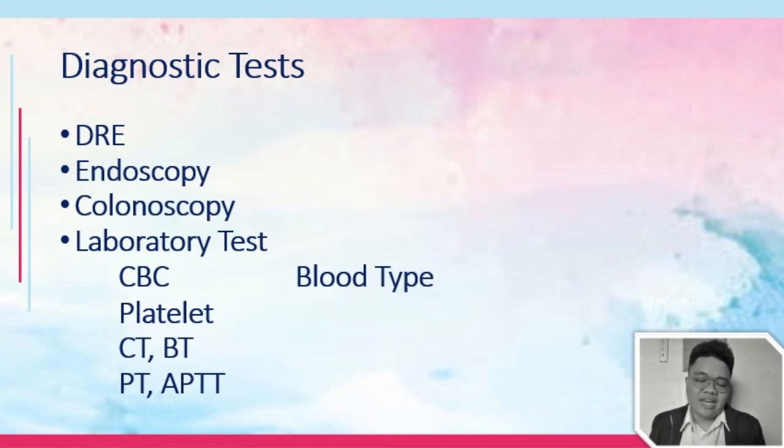You also have your clotting time and your bleeding time. When your clotting time and your bleeding time is increased, you would suspect that your patient is also at increased risk for bleeding. So as your prothrombin time and your activated partial thromboplastin time.